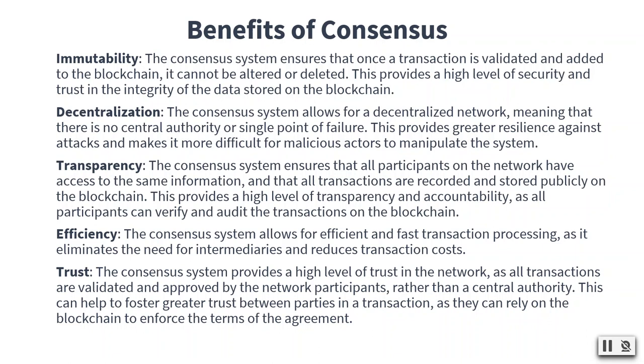Transparency. The consensus system ensures that all the participants on the network have access to the same information and that all transactions are recorded and stored publicly on the blockchain. This provides a high level of transparency and accountability, as all participants can verify and audit the transactions on the blockchain.